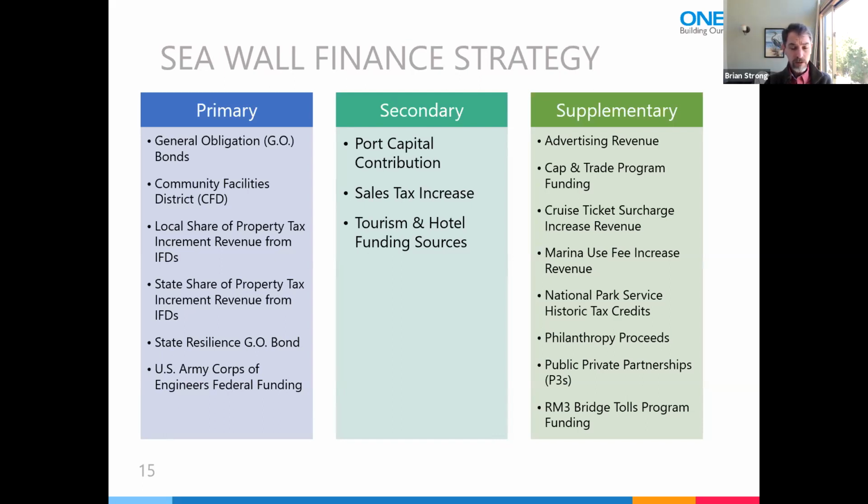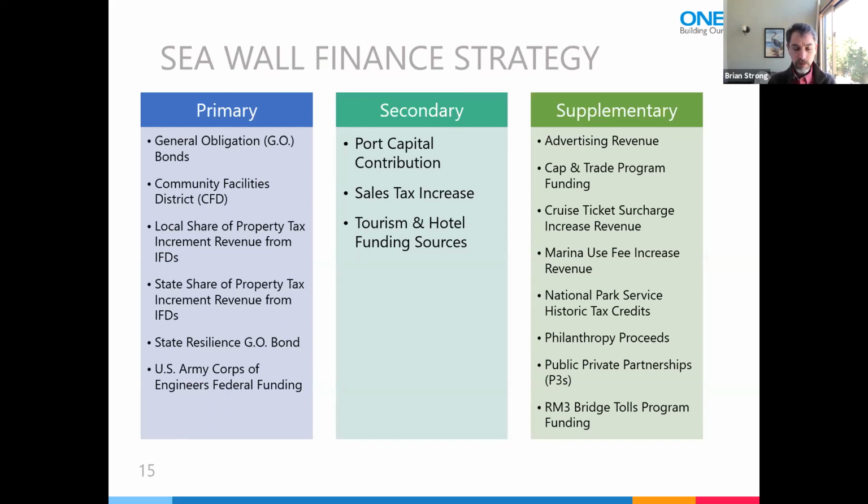The primary buckets are the ones that would bring in significant dollars, but we know that it's also important to have these secondary and supplementary buckets that are smaller. So we did pass a $410 million GO bond, I think in 2018, to start to work on this. It was the first time we've spent significant GO bonds on a climate resilience project. We are looking at issuing community facilities districts.